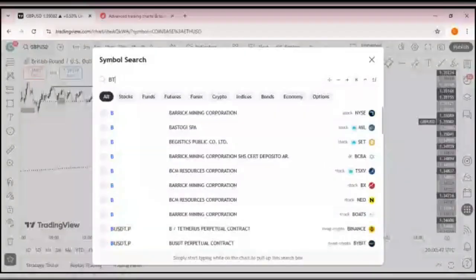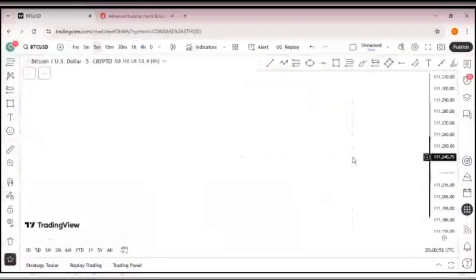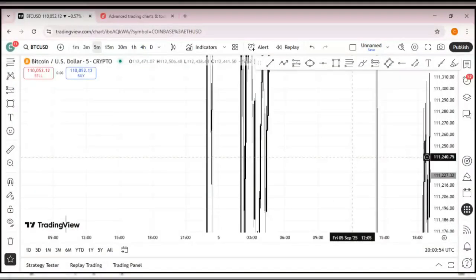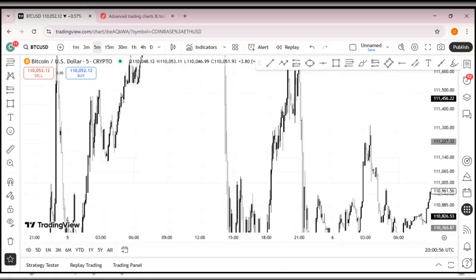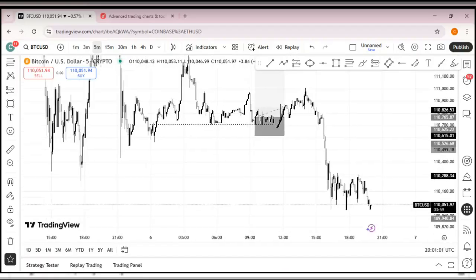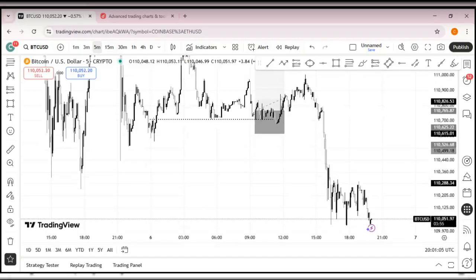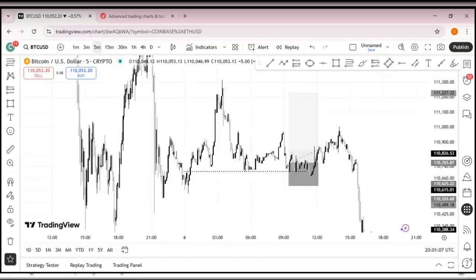Let's see. BTC USD. BTC for a while, it suffered me like I offended it. Like it suffered me seriously, I'm not joking. Not respecting anything I do.